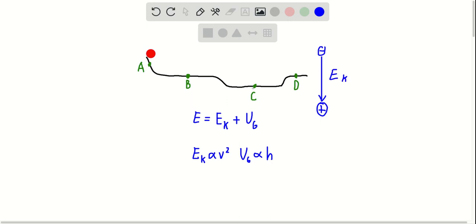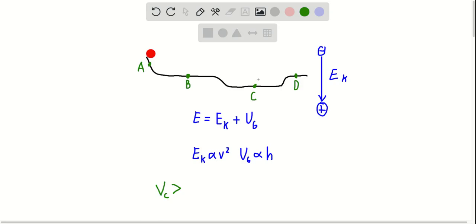Now the lowest point is C. So we know that the highest velocity will be at C. So we have V at C is greater than all the other velocities. Now where do those other velocities fit in?